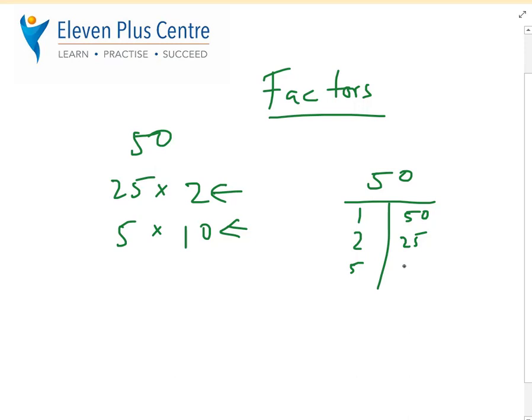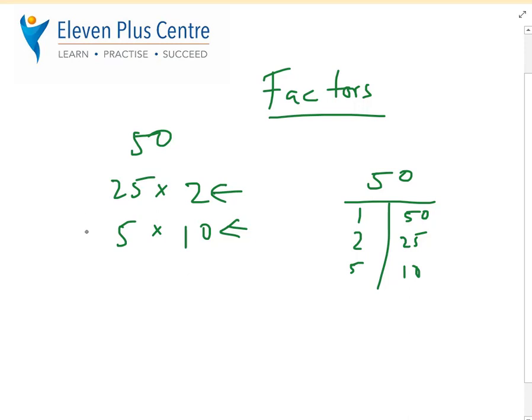5 times 10 makes 50. 6 times nothing makes 50. 7, nothing makes 50. 8, nothing makes 50. 9, again, nothing makes 50. And 10 is already there. If you do it this way, you just do it from 1 until 10 on the left column, and you can never miss any factors of 50.